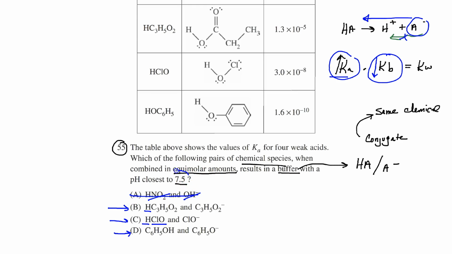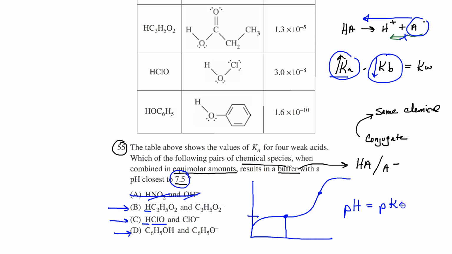But how do I find the pH closest to 7.5 with equimolar amounts of conjugate acid and base? Oh, well, wait a minute. We know this. In equimolar amounts, what are we going to have? We're going to have the half-equivalence point, the max buffering region. And what do we know there? If we have equal amounts of acid and base, we know the pH equals the pKa. Because the log of the conjugate base over the conjugate acid is equal to each other, and that becomes 1. The log of 1 becomes 0.